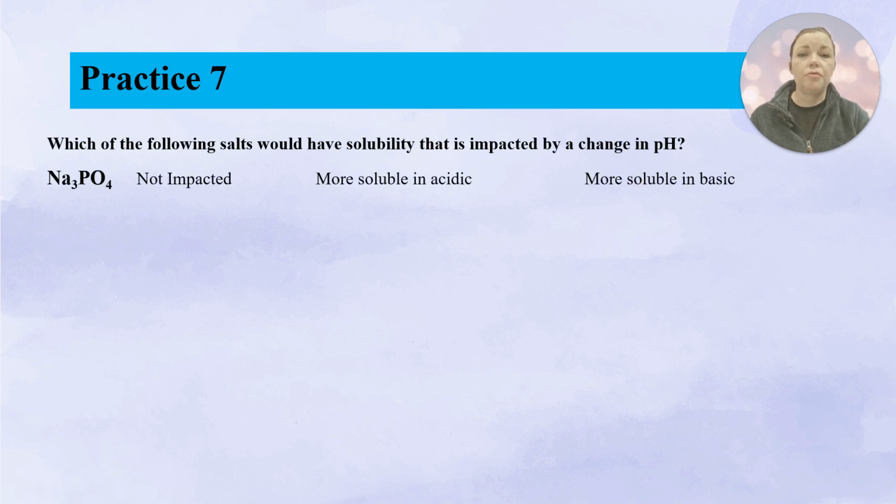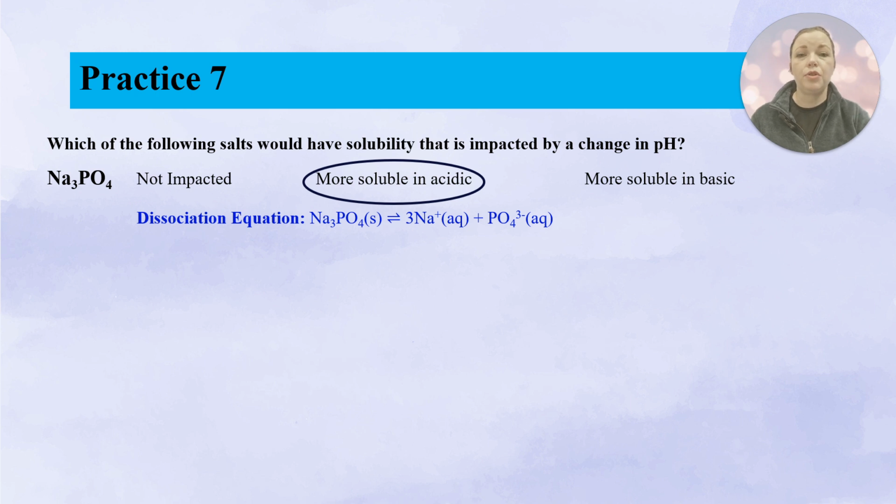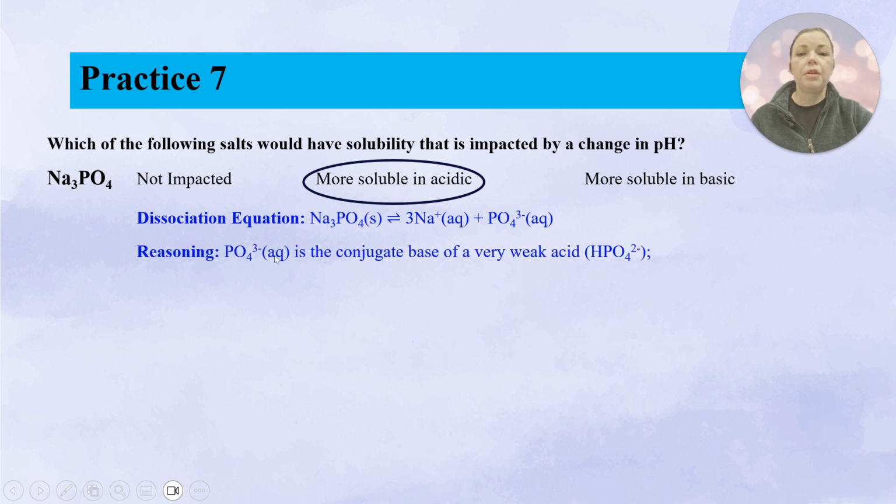Sodium phosphate, if we look at this, is going to be more soluble in acidic again. The reason for this is that your dissociation equation is 3Na+ and PO4 3-. PO4 3- is the conjugate base of a very weak acid, which is HPO4 2-. And that is also the conjugate of a weak acid, H2PO4-, because these, of course, can go all the way to phosphoric acid, which itself is relatively weak, but this is an extremely weak acid.